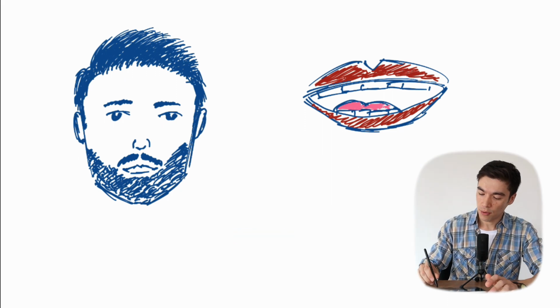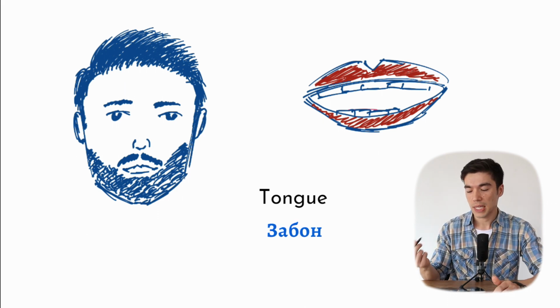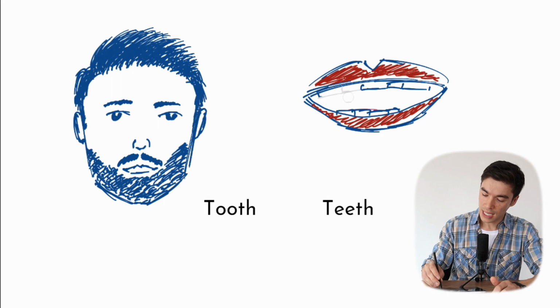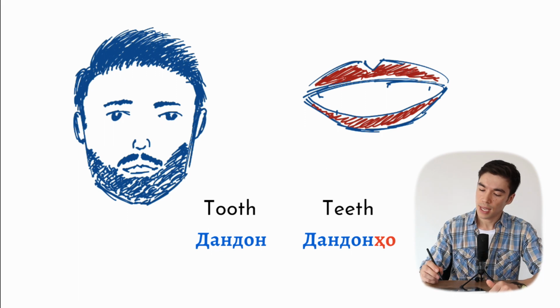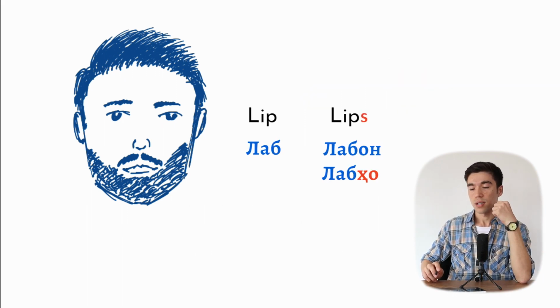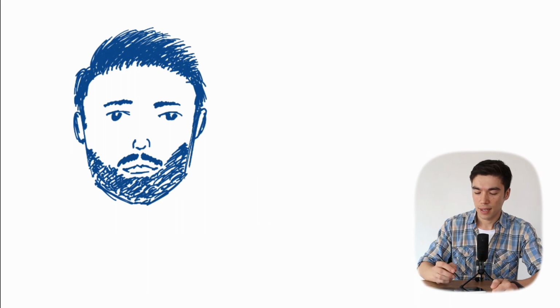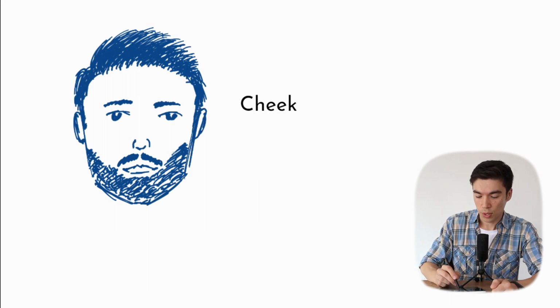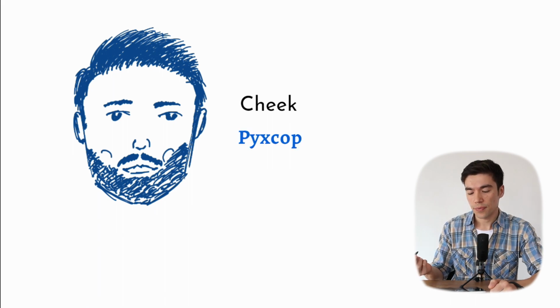Mouth. We'll erase the tongue first. So it will be zabon, zabon. And teeth here, dandon or dandonho if it's plural. Lips, labho or labon. And the chin, if you remember, in Tajik is manah, manah. The cheeks, we don't have them here. Okay, let me draw here. So the cheeks will be rukhsor.